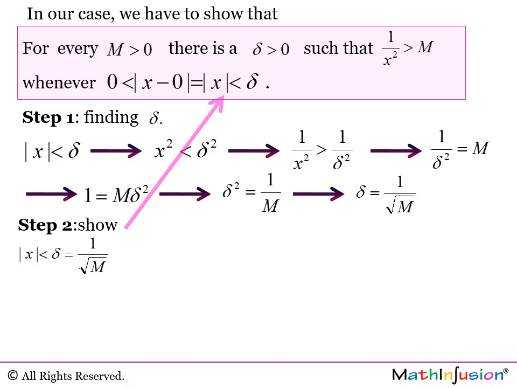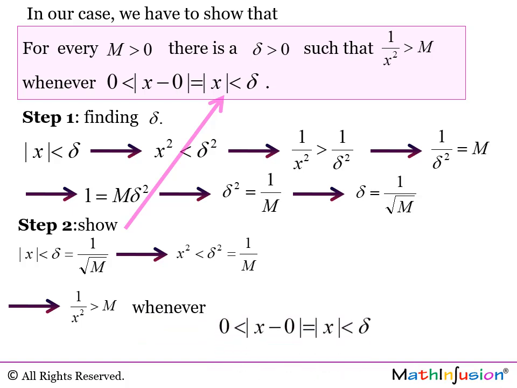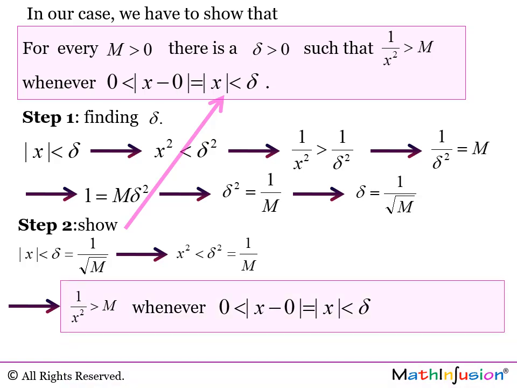The absolute value of x is less than delta, which equals 1 over the square root of M. Then x to the power of 2 is less than delta to the power of 2, which equals 1 over M. So 1 over x to the power of 2 is greater than M. But even more, this is true whenever x minus 0 in absolute value is less than delta, because this was the starting point here. And indeed, I proved that the limit of 1 over x to the power of 2 when x approaches 0 is infinity.